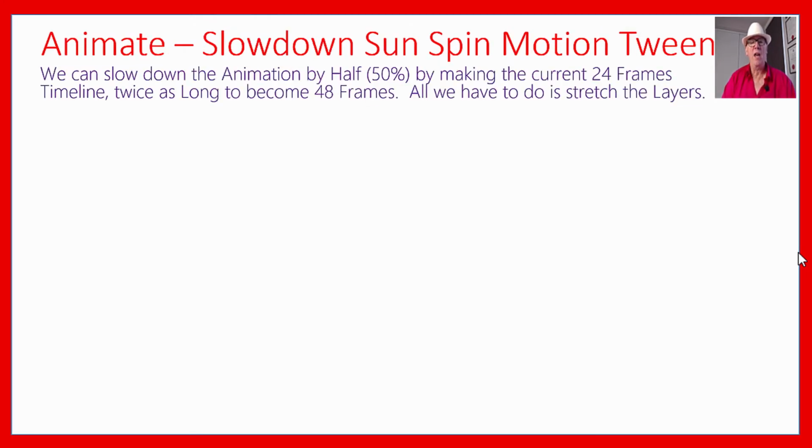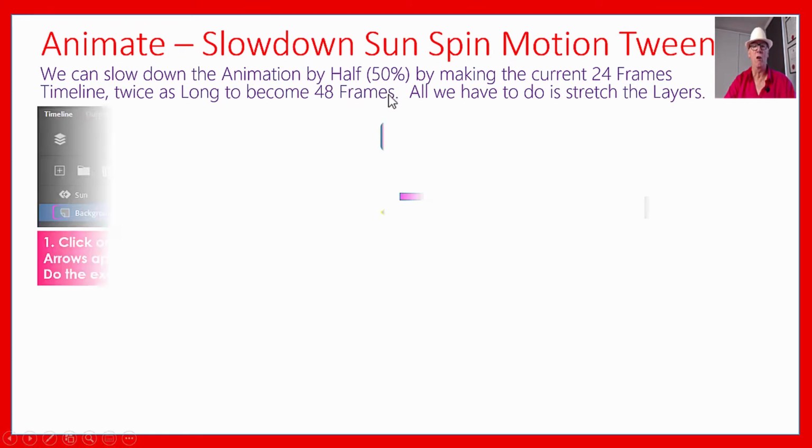We can slow down the animation because we want to keep the detail, all right? You could change the frame rate down to 12, so there's half as many frames per second. But to keep the detail, what we're going to do is double the length of the animation. We're going to make it twice as long, all right?